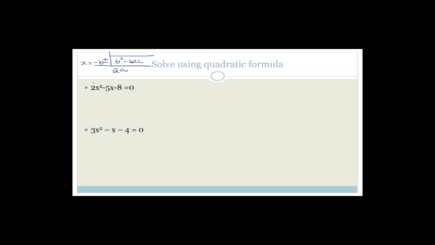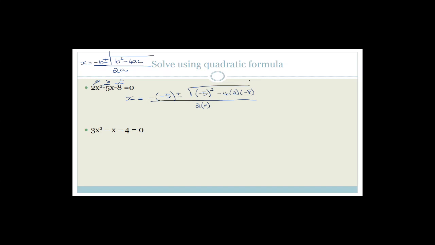Right, so then remember that the coefficient of x squared is a, the coefficient of x, the whole of it, including the minus bit, is b, and the whole of this is c, right? So we're going to substitute that into this here. So we've got x is equal to minus minus 5 plus or minus the square root of b squared, which is minus 5 all squared, minus 4 times the first term here, which is 2, times the last term, which is minus 8, all over 2 times 2.